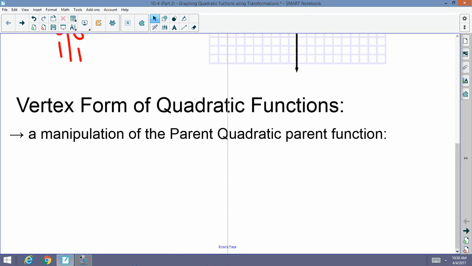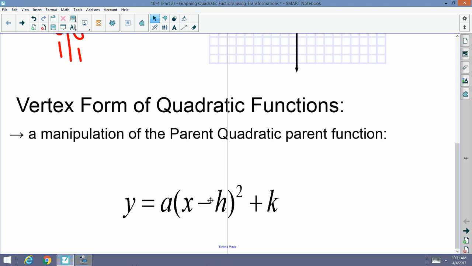Now, the vertex form of quadratic functions, guys, is a manipulation of the parent quadratic function. And it is y equals a times x minus h, squared, plus k. If anyone recalls, we talked about the a, the h, and the k when we did absolute value functions. But don't worry, we're going to talk about them again. And we talked a little bit about the a yesterday. We're going to talk about it again right now.